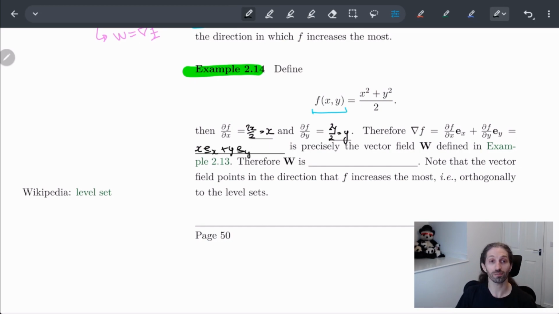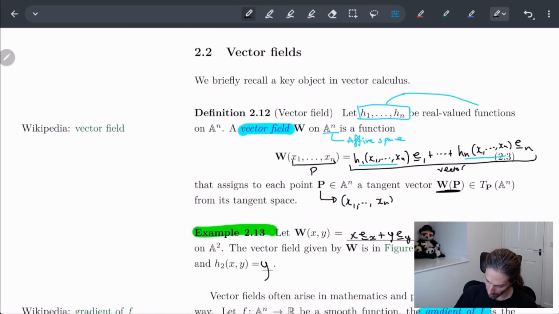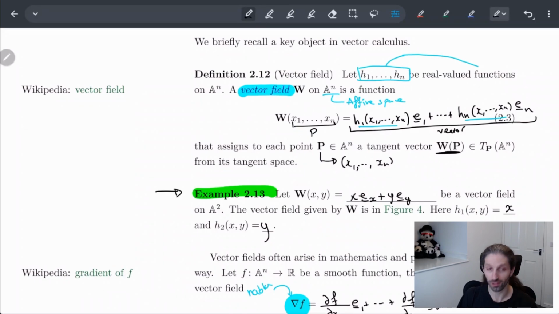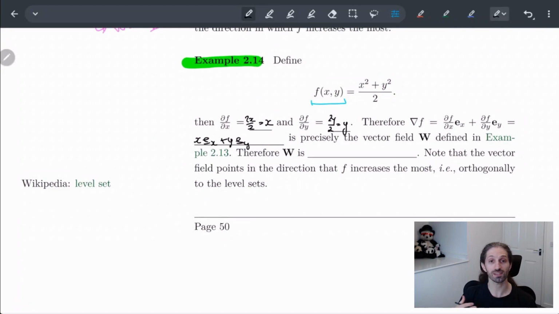And if you recall from last video, we already had a vector field, w, that had precisely the same formula. So this formula is identical. In other words, this w is going to be conservative, because w is equal to nabla f. So w equal to nabla f is why it's conservative.